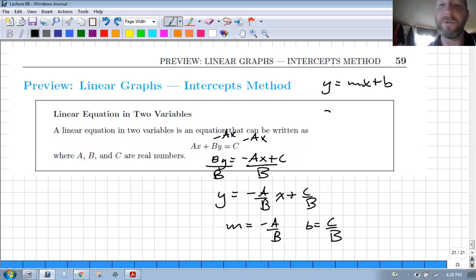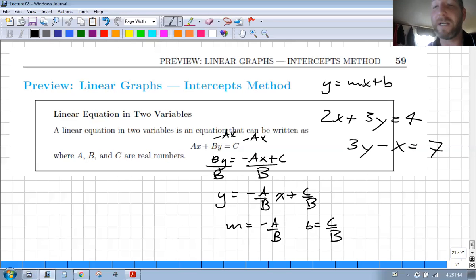So 2x plus 3y equals 4, linear equation. 3y minus x equals 7. You've got an x and a y. This is a linear equation. It's called a linear equation because if you take all the solutions and graph them, they would make a line where every single point on that line is a solution.